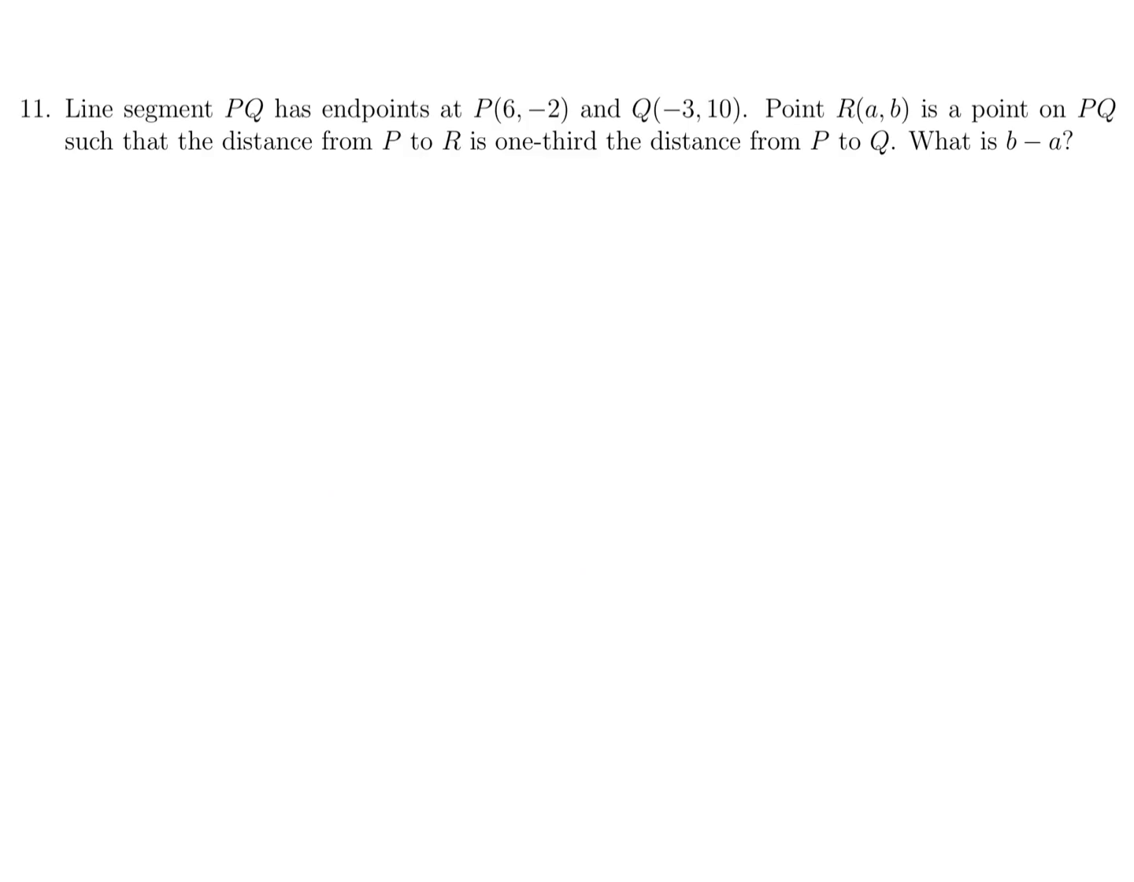Line segment PQ has endpoints at P and Q. Point R is a point on PQ, such that the distance from P to R is 1/3 the distance from P to Q. What is B minus A? Let's set this up here.